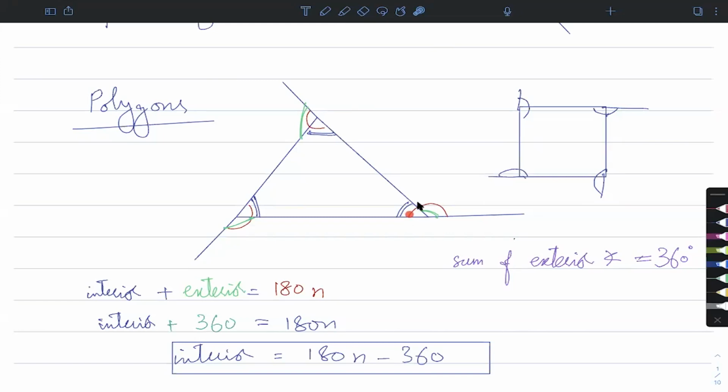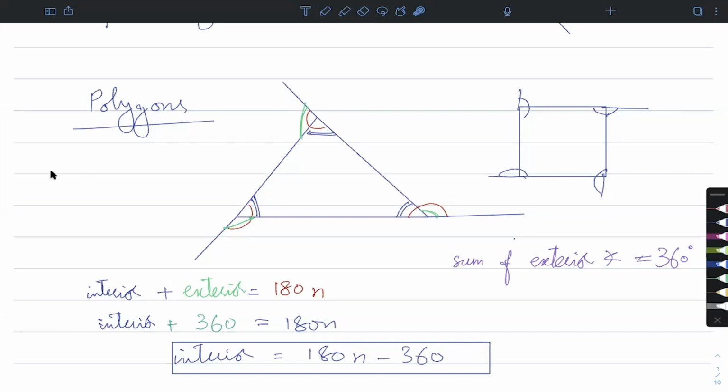So every line that you draw has an angle of 180, right? This is 180, this is 180. And I can divide that into the interior angle and the exterior angle. Now, here's the thing. Any polygon, no matter how many sides, the sum of exterior angles is 360. Doesn't matter whether it's 5-sided or 500-sided. If I add all of these, that's 180 times 3, because every angle is 180 degrees.